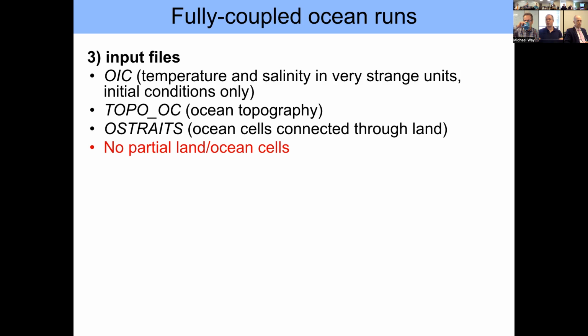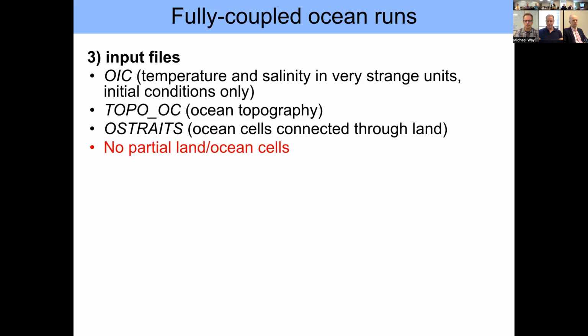Topo_OIC describes your ocean topography and bathymetry. One variable will be the land-ocean mask. There are no partial land-ocean cells, so it's either equal to zero if it's land, or one if it's ocean. Another variable describes the depth of your ocean cells, and a third one describes the height of your land cells.